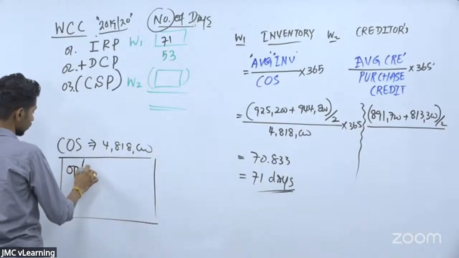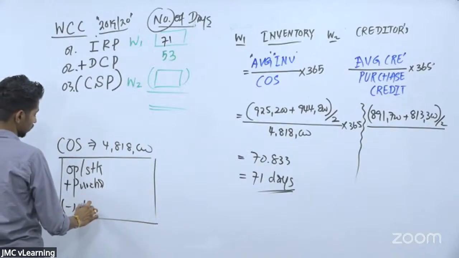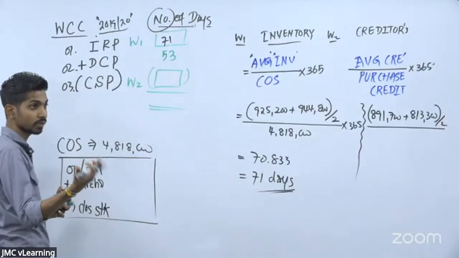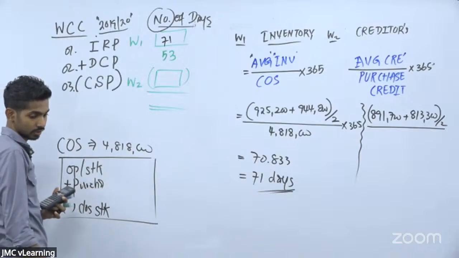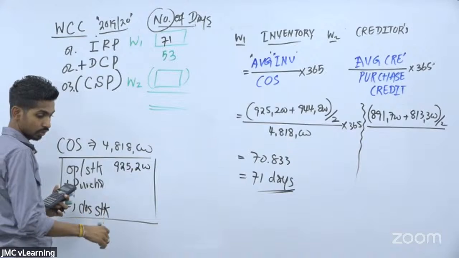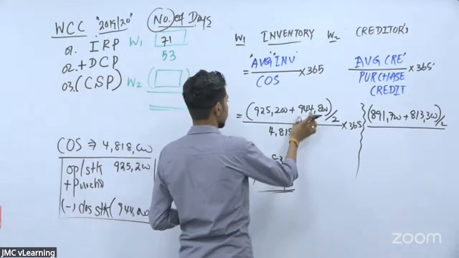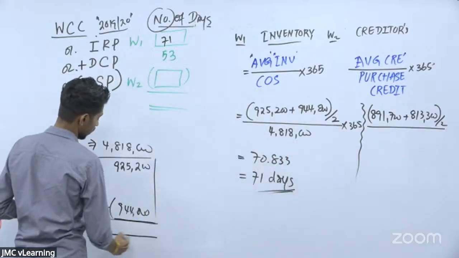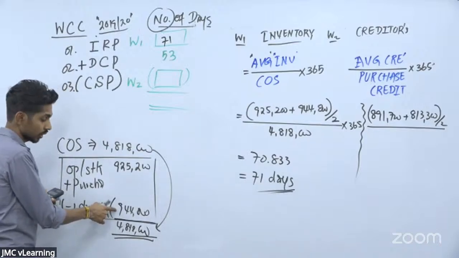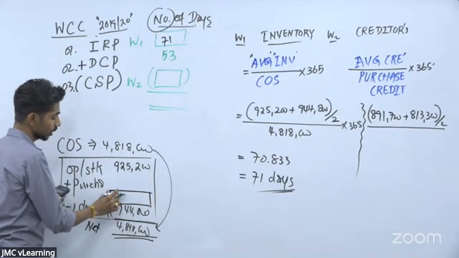That is the opening stock plus purchases, deduct closing stock. Then opening stock is how much? Opening stock will be 925,200, the prior closing inventory. Closing inventory during the year is 944,800. You don't need to go through the past papers, you can take these same figures. Then the final figure, the cost of sale, is 4,818,000. When we deduct the 944,800, this will be the net figure. If it is the net figure, then you will be able to calculate the gross figure by adding this one.